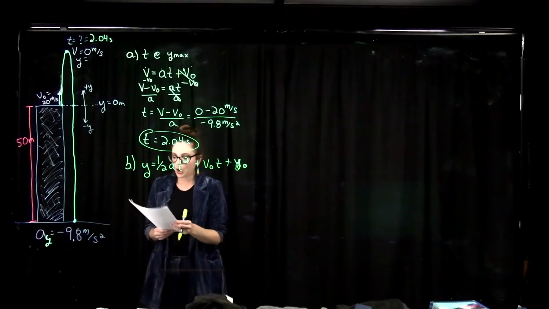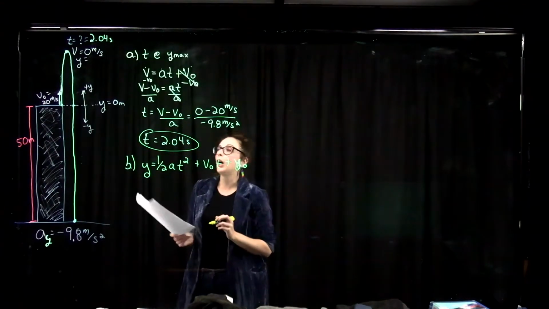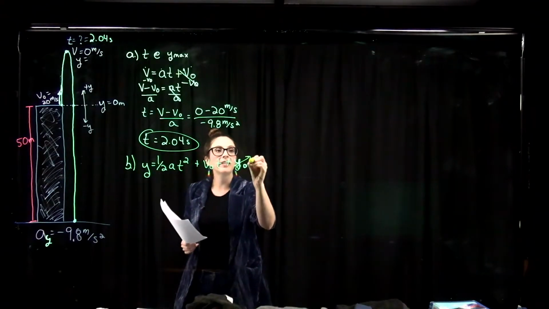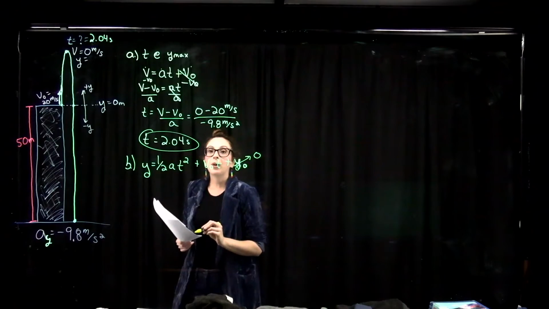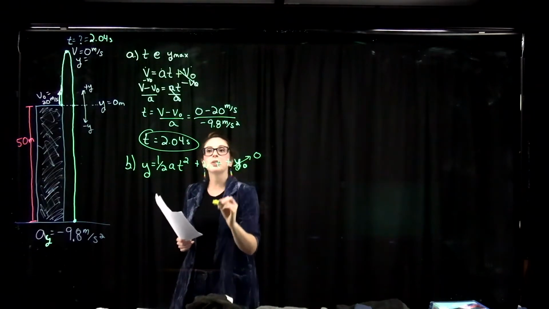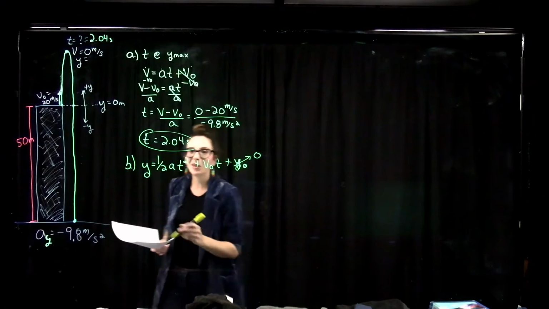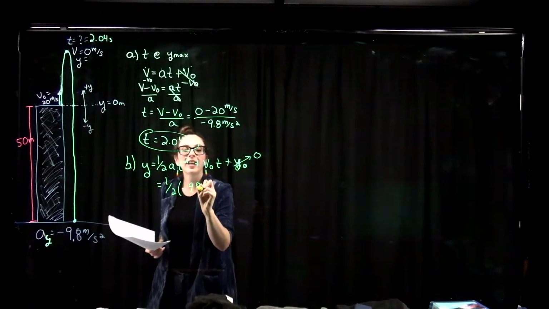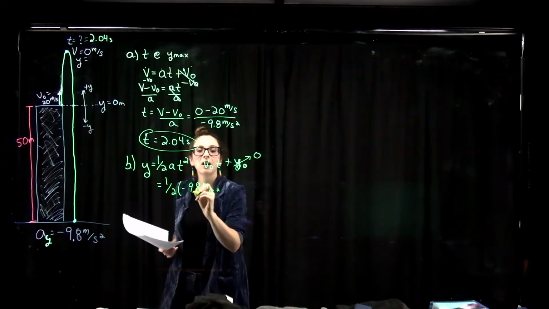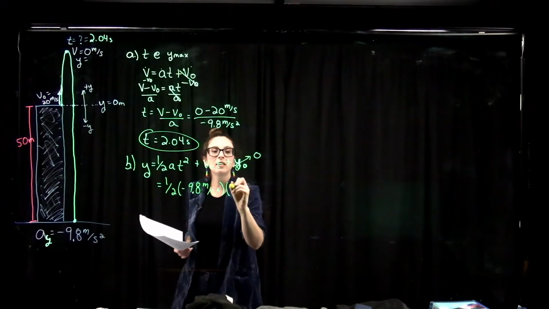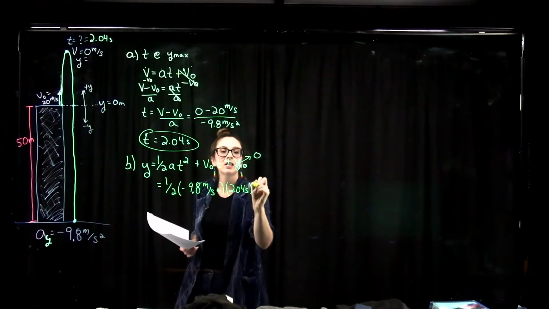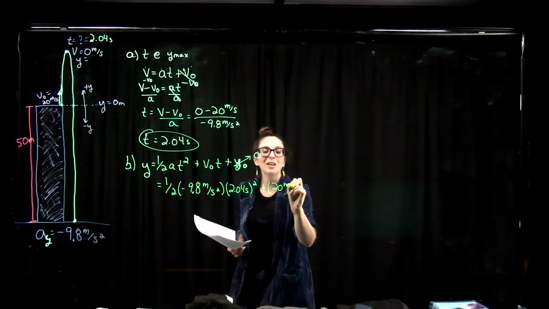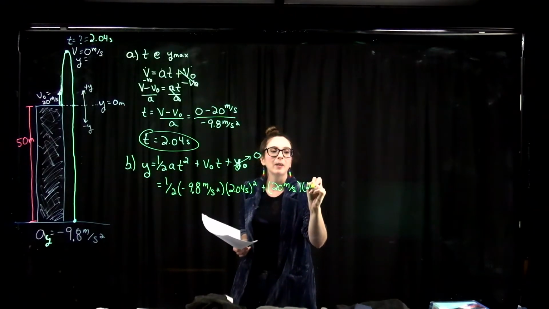Okay, so we know that our initial y position was 0. Starting here at the edge of the building, we defined that as 0. We know our initial velocity was 20 meters per second. We know our acceleration and time. So let's go ahead and plug those in. 1/2 times minus 9.8 meters per second squared times the time to get there, 2.04 seconds squared, plus our initial velocity, 20 meters per second, times the time, 2.04 seconds.